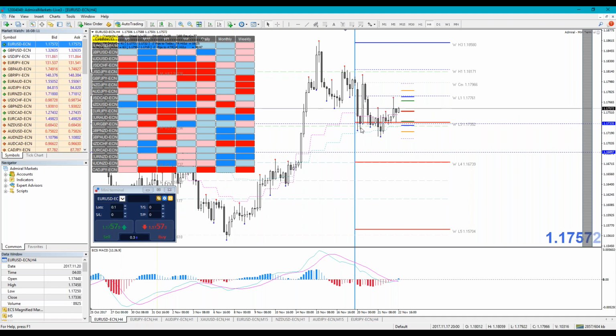I see inverted head and shoulders here. This is left, this is head, this is right. That is why I would like to see a retest of this 1730. So this is indeed below. You see, 1713 is the head. And if my stop loss is 1695, watch this, 1695, way, way, way below this head.